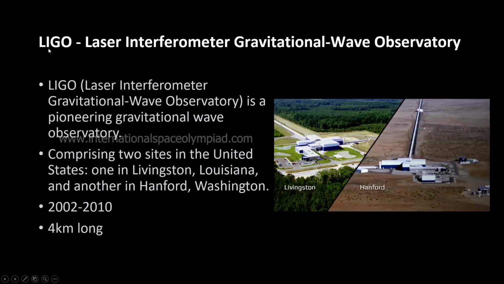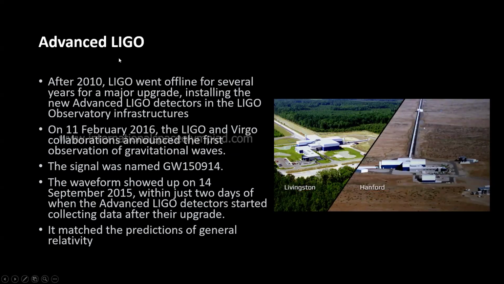One such gravitational wave observatory is LIGO, the Laser Interferometer Gravitational Wave Observatory, or in short LIGO. It actually comprises two sites. It is not just one observatory, it is two sites. In the United States, one is in Livingston, Louisiana and another one is in Hanford. You can see the L-shaped pipes there. This is Livingston and this is Hanford. It can detect the gravitational waves.